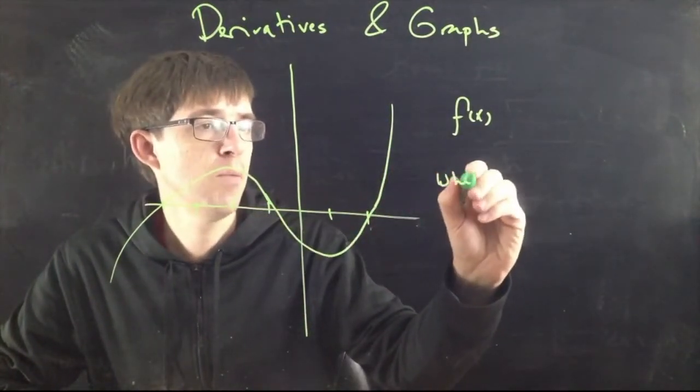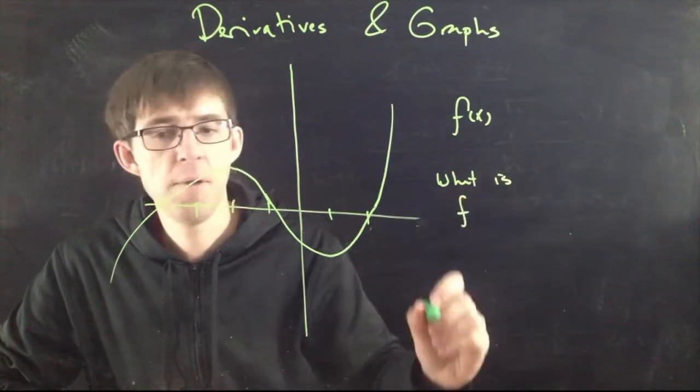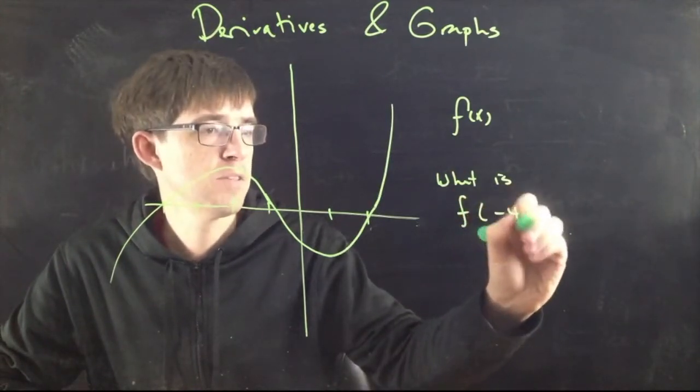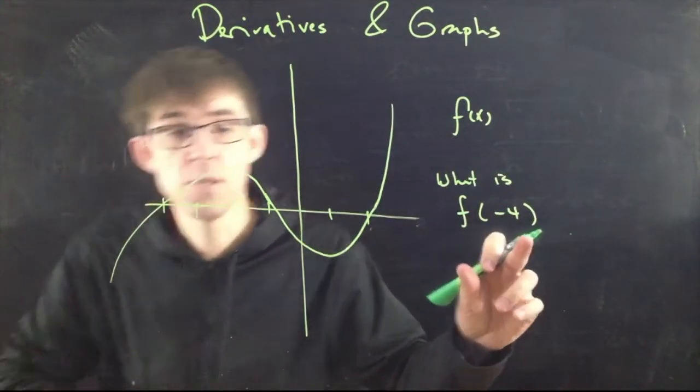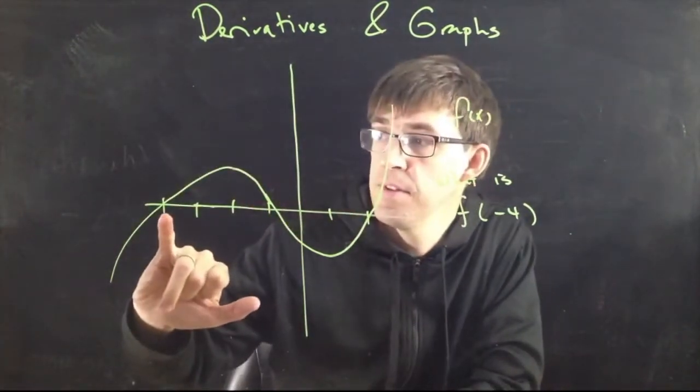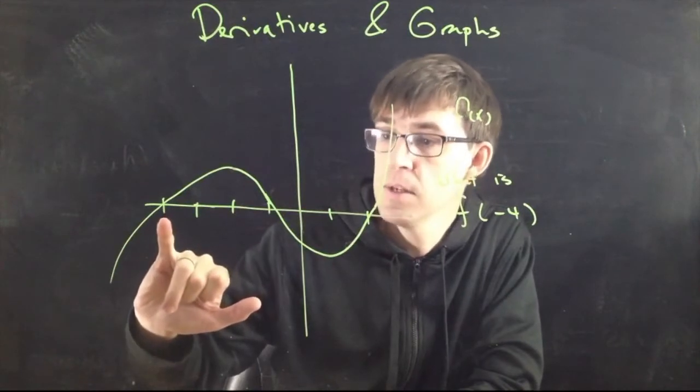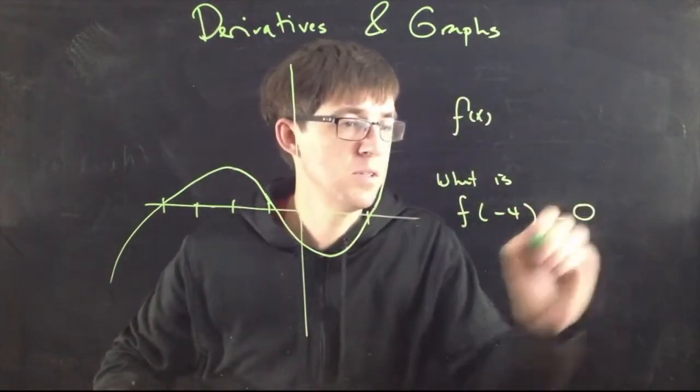Can we say how about f of minus 4? Well, that just means what's the y value when x equals minus 4? It's over here. This is minus 4. The y value is 0. So this is 0.